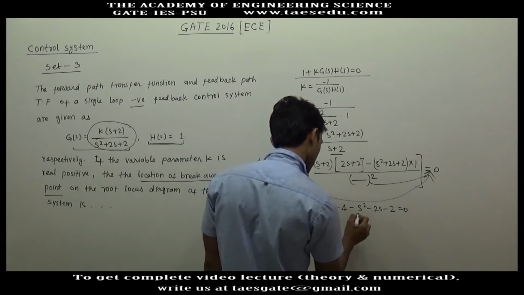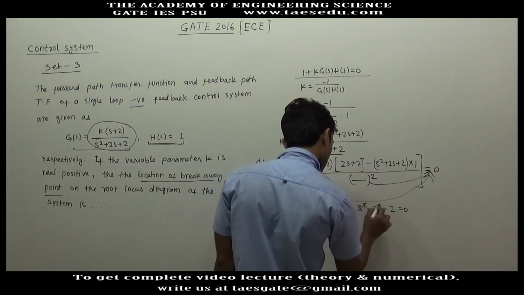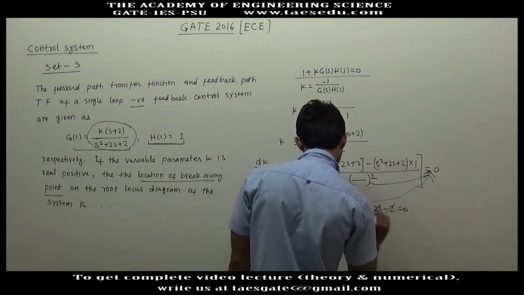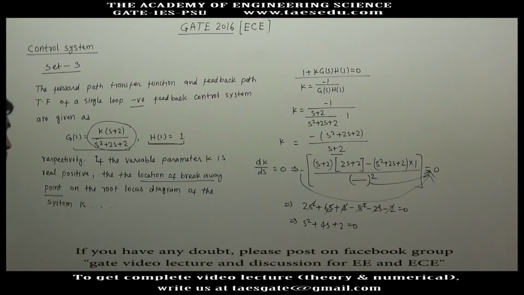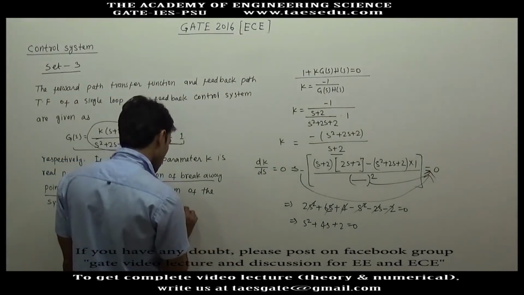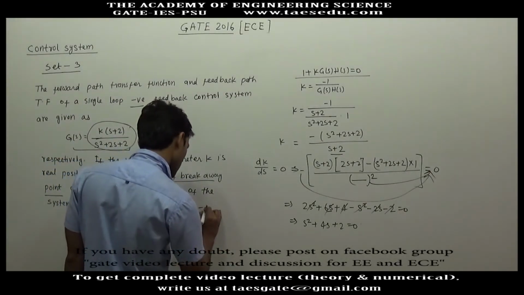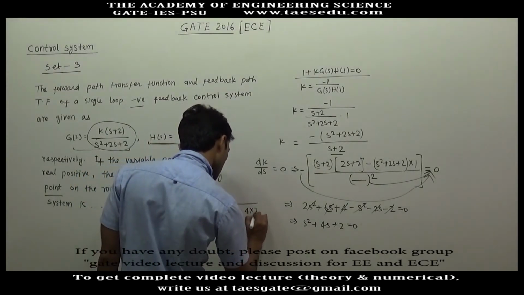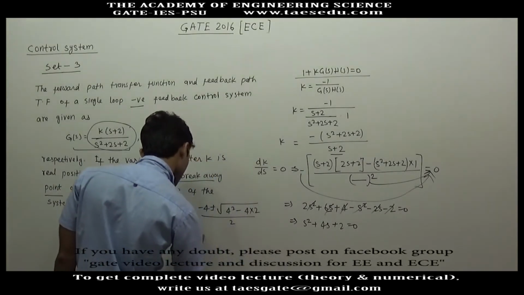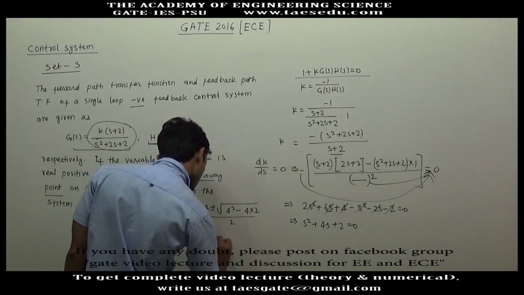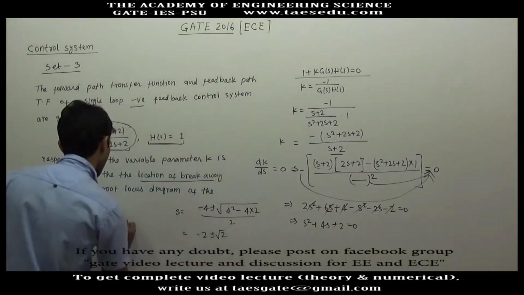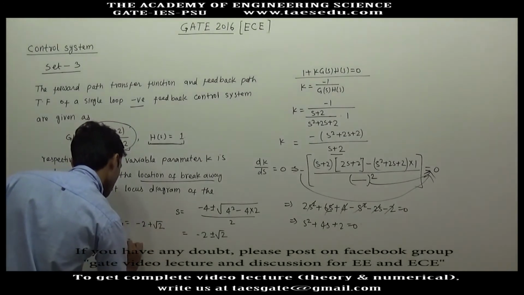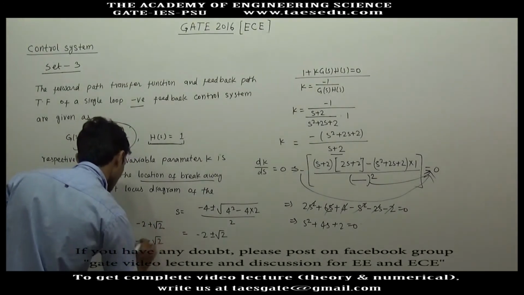s square plus 4s plus 2 equal to 0. So we will get two values of s equal to -4 plus minus root of b square minus 4ac divided by 2. We will get -2 plus minus root 2. s1 is -2 plus root 2, and s2 is -2 minus root 2.